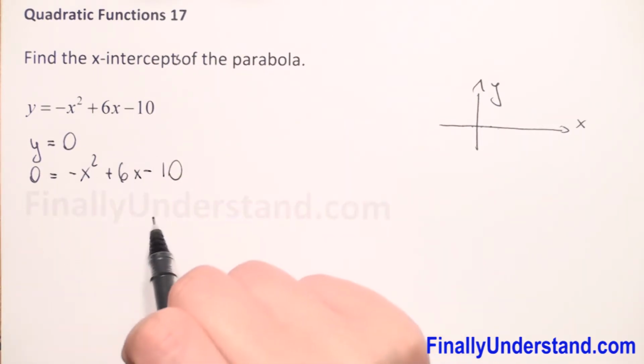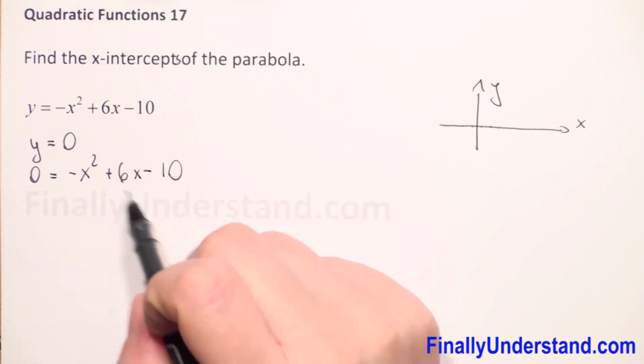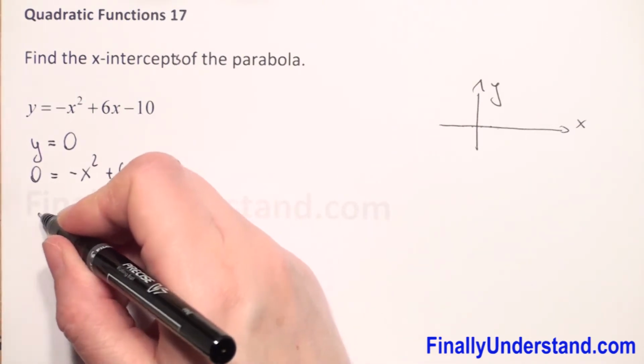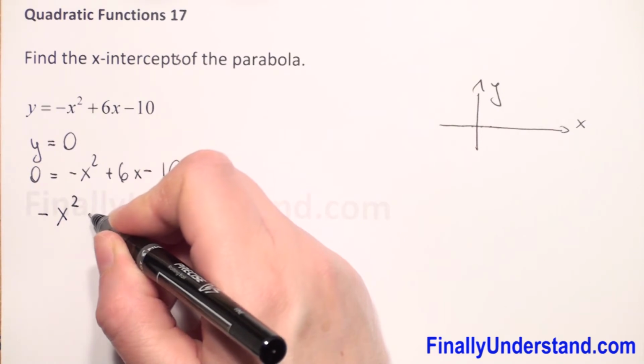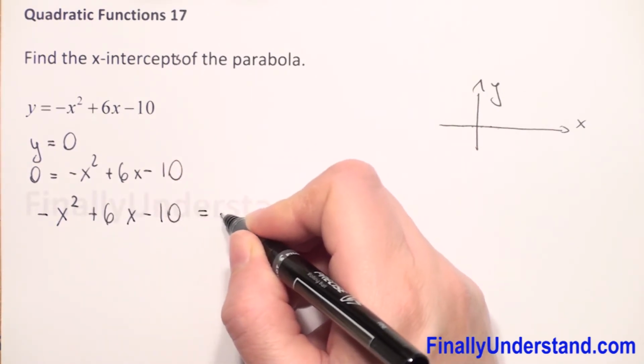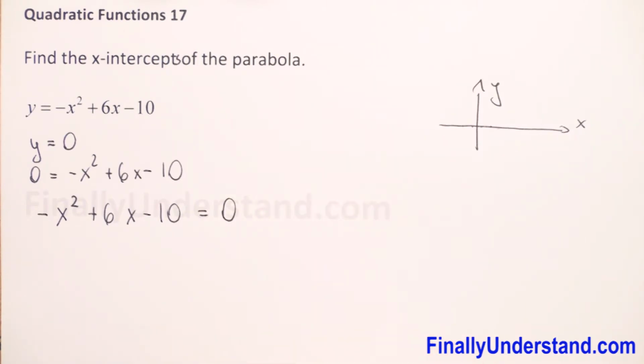Let me move everything from right to left and left to right. I don't like 0 on the left side, that's why I do this. So we have negative x squared plus 6x minus 10 is equal to 0. So now we have a quadratic equation. How do we solve this? First, we always try to solve a quadratic equation by factoring. But when we cannot do this, we use the quadratic formula.